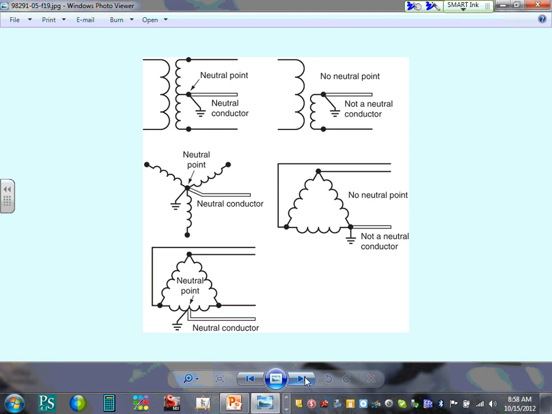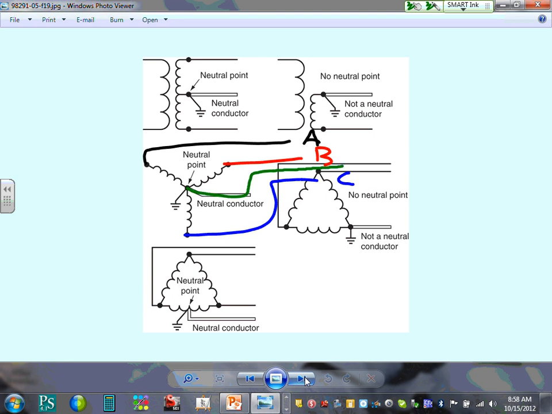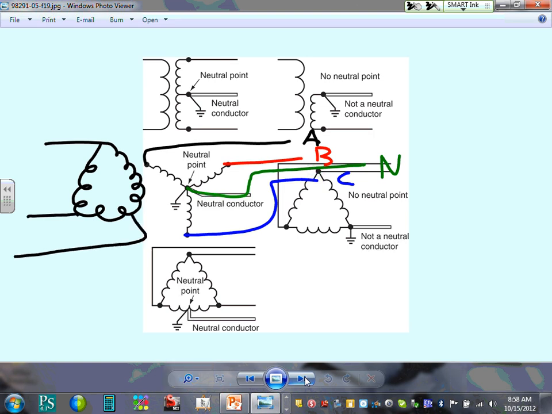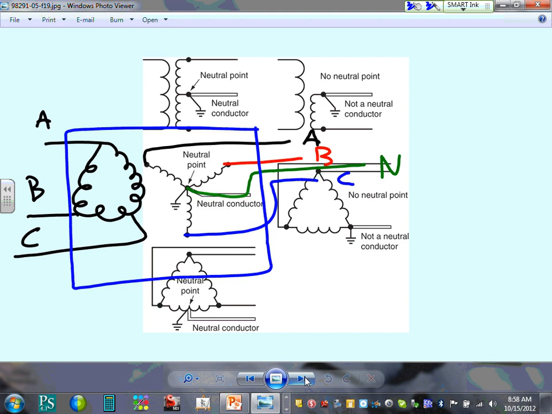Okay, let me talk about what my friend asked. Here's the secondary. So these are your phases. Here's phase A, and here's phase B, and here's phase C, and here's my neutral. Right? I'm going to pull my neutral. Here's my neutral. Now this is the secondary of the transformer. The primary, typically the primary will look something like this, delta, and this will be phase A, phase B, phase C, and this is under the control of the electrical utilities. That's what your transformer is going to look like.